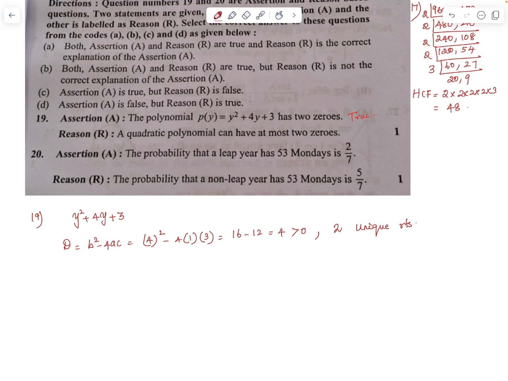The reason statement says a quadratic polynomial can have at most two zeros. That is also true. It can have zero solutions or two identical solutions or two unique solutions. So this is also true. But since the reason statement is not the correct explanation for the assertion, the answer is B.